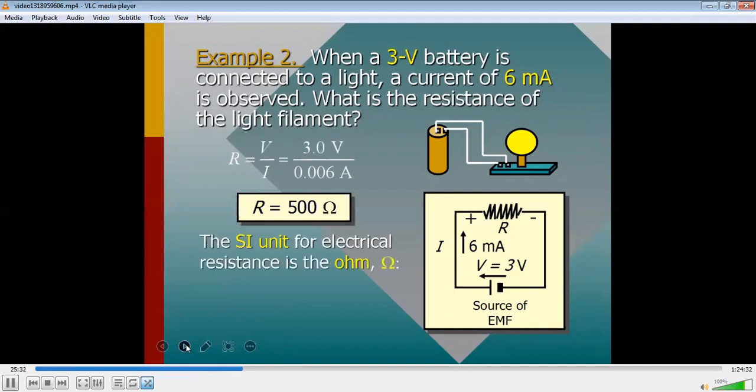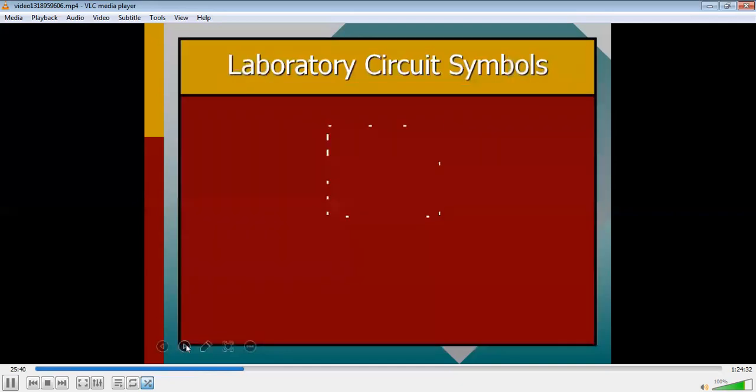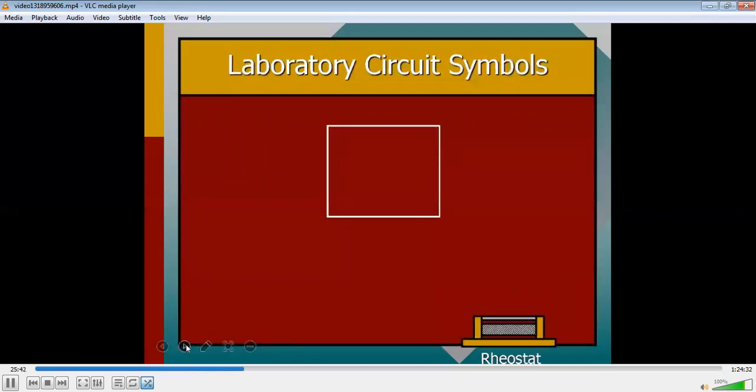Now the SI unit of electric resistance is the ohm. You have to remember this. So 1 ohm equals 1 volt divided by 1 ampere. So 1 volt of potential difference per ampere is called 1 ohm.